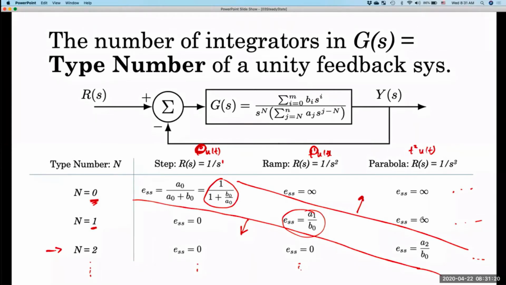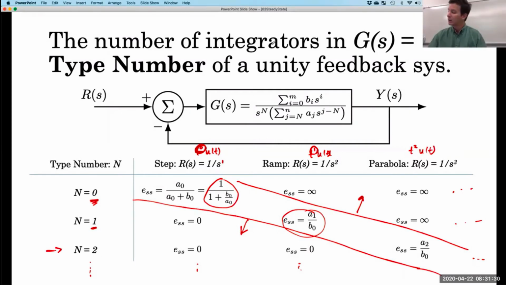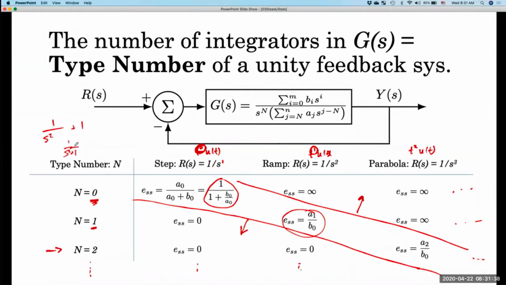Do these only work for this exact thing like 1 over s squared, or would it also work for something like 1 over s squared plus 1? Do you mean 1 over s squared plus 1, or do you mean 1 over s squared plus 1? The bottom one. They only work for these particular inputs, these 1 over s squareds.